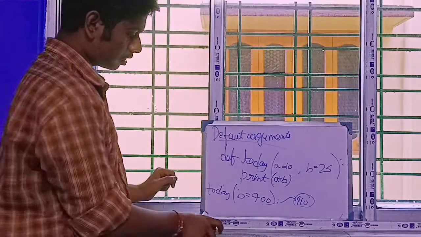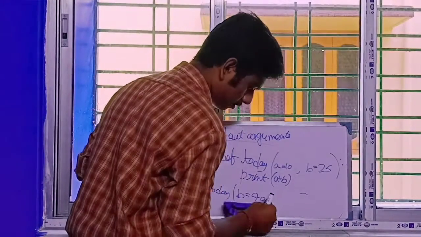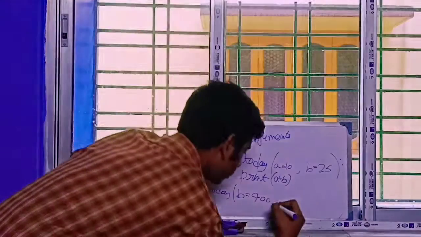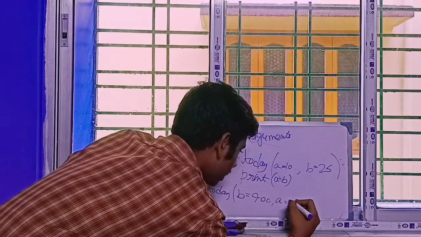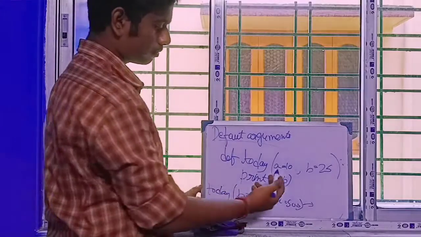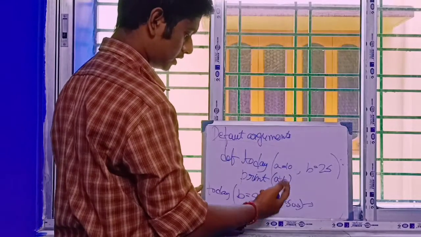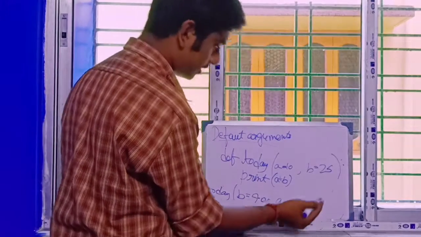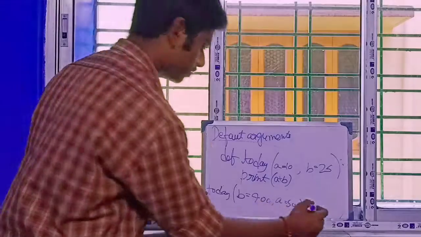And you can also call the function like this: b is equal to 400, a is equal to 500. In this, the values of a and b both will be changed. a will be changed to 500 and b will be changed to 400. So the result will come as 900.